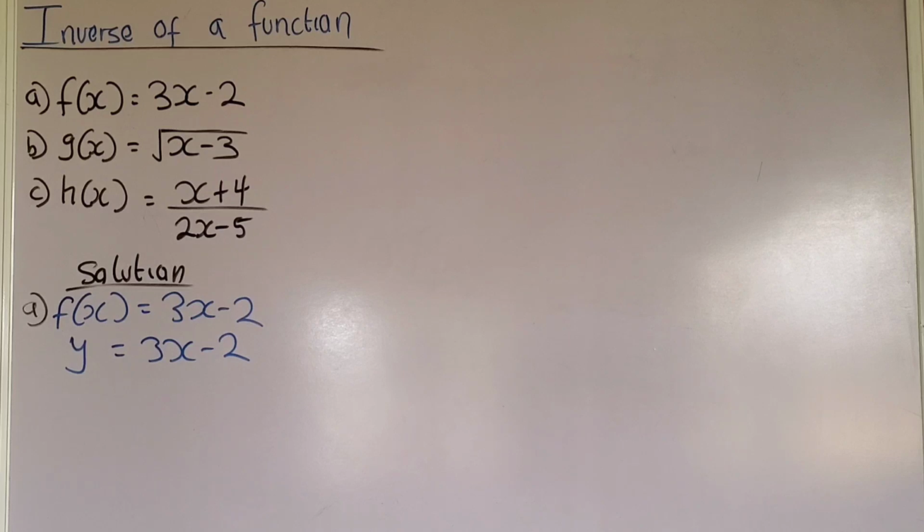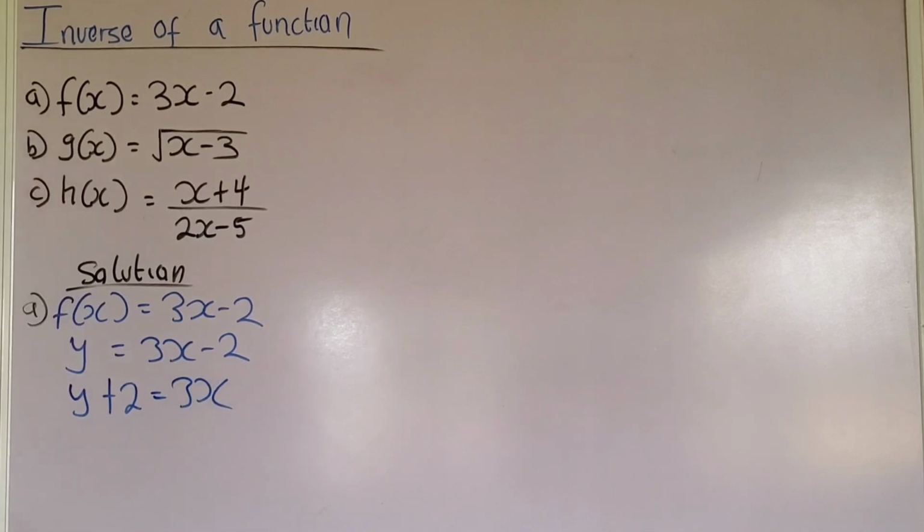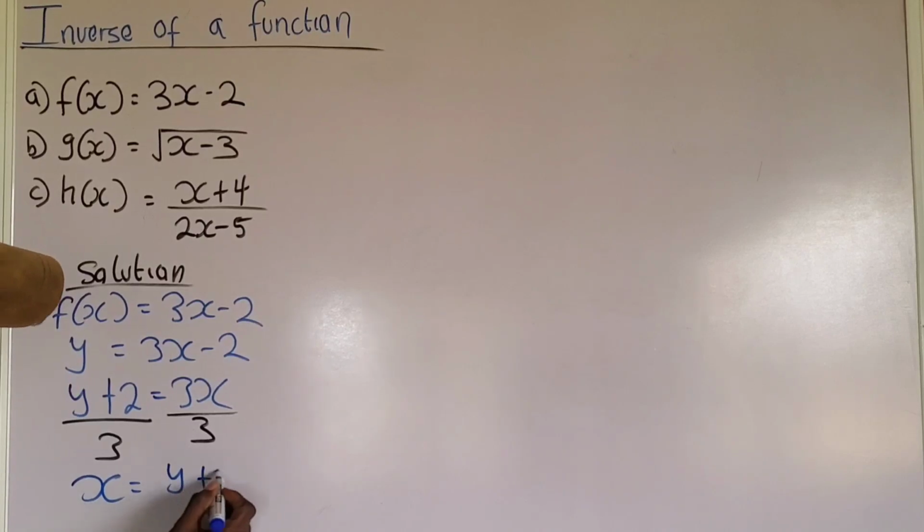Now, having done this, the next step is that you have to make x the subject of the relation. So, for this, I'm going to have y plus 2 is equal to 3x. If I want to make x the subject of the relation, I'm going to divide both sides by 3, which is the coefficient of x. So the value of x will be x equals y plus 2 all over 3.